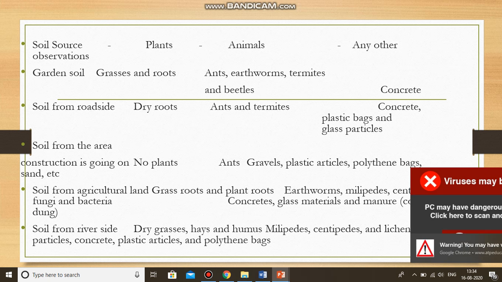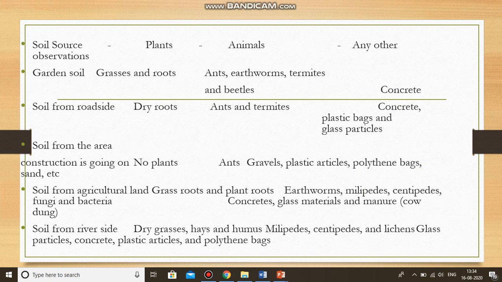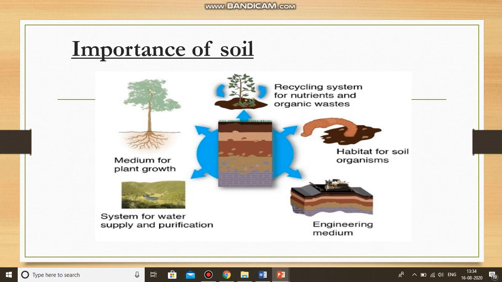We see the soil from an area where construction is going on. We cannot see any plants. Among animals, we can see ants. The other materials we can see are gravels, plastic materials, polythene bags, etc. So these are some of the soil observations we can see: the plants, animals and other materials. Next we will see the importance of soil.